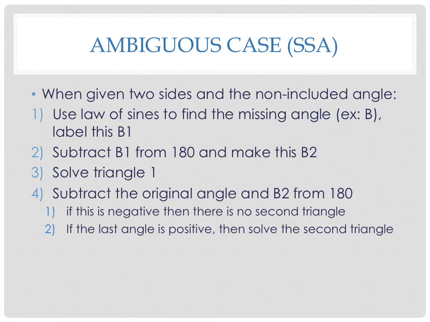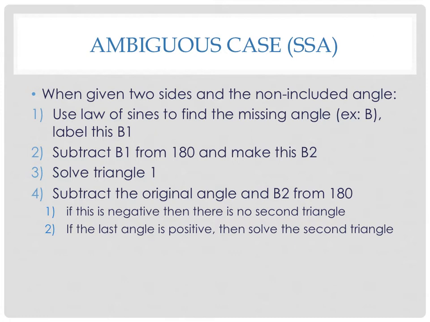So this is what we're going to go through. If I'm given two sides and a non-included angle, so if the letters they give you spell a bad word forwards or backwards, which means ASS or SSA, then you're going to assume there's a second triangle until you prove yourself wrong. And the way you'll find it is you'll use law of sines to find the first missing angle. We're going to call that whatever letter it is.